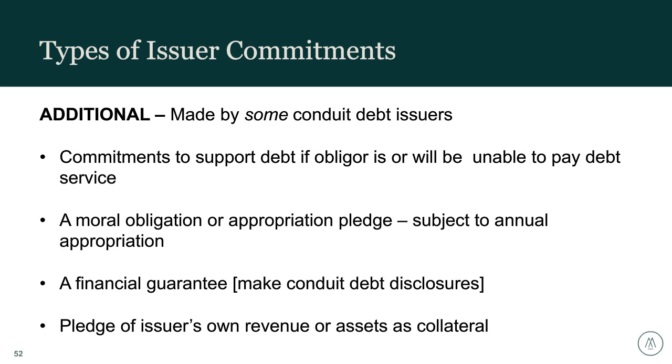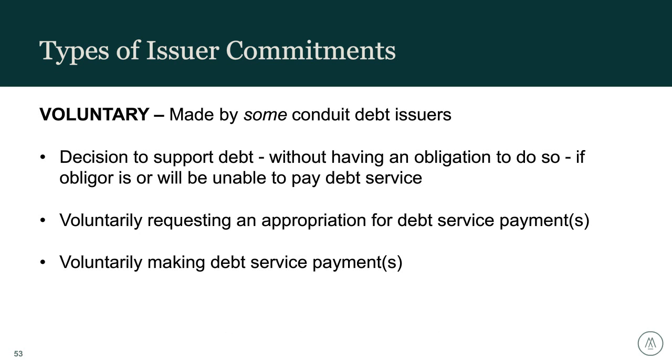Finally, the 4th bullet point, should the issuer pledge its own revenue or assets as collateral, that's an additional commitment for the issuer to disclose. The 3rd type of commitment is a voluntary commitment, and this is when the issuer just steps in and says, you know what, the obligor is unable to make its debt service payment. We're going to go ahead and commit to doing that.